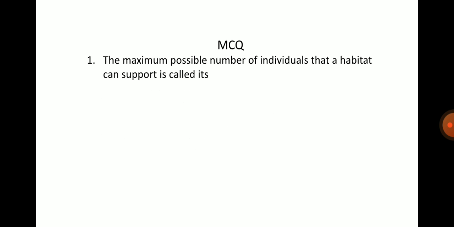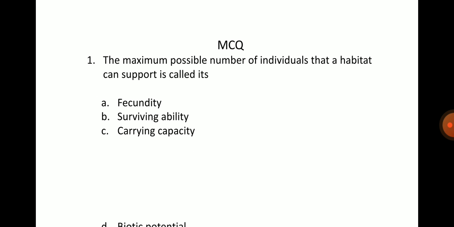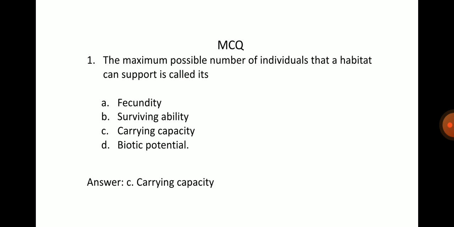Finally, there are a few multiple choice questions. I want you to answer them just to know whether you have understood the lesson or not. The first question being, the maximum possible number of individuals that a habitat can support is called its. Options are A, fecundity, B, surviving ability, C, carrying capacity and D, biotic potential. Can you guess the option? Option C, carrying capacity.